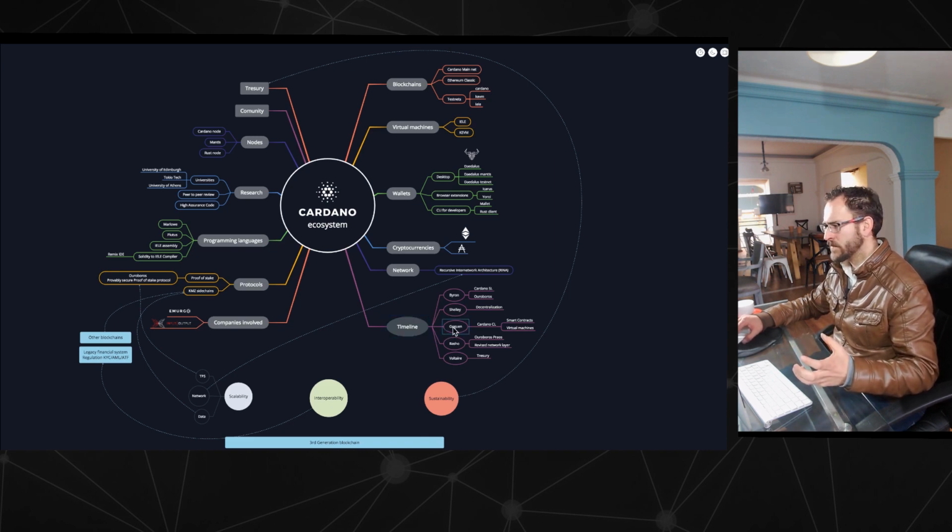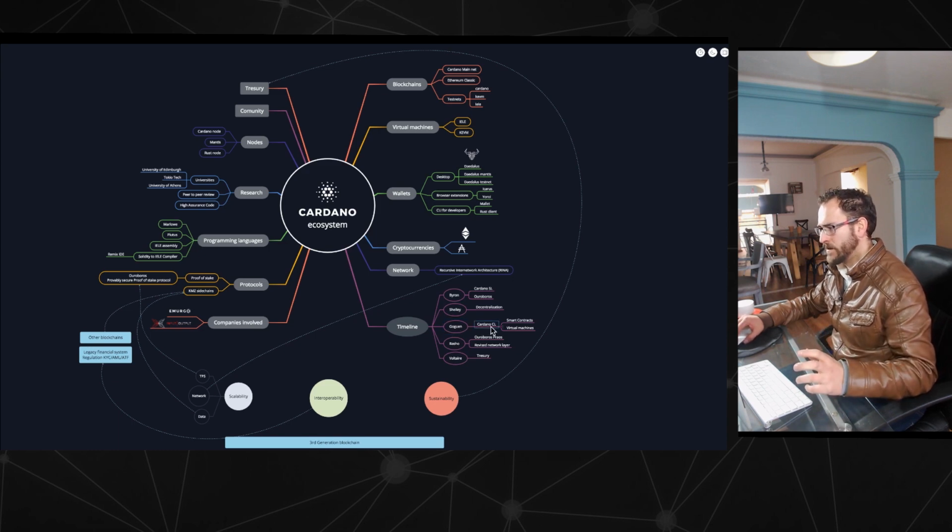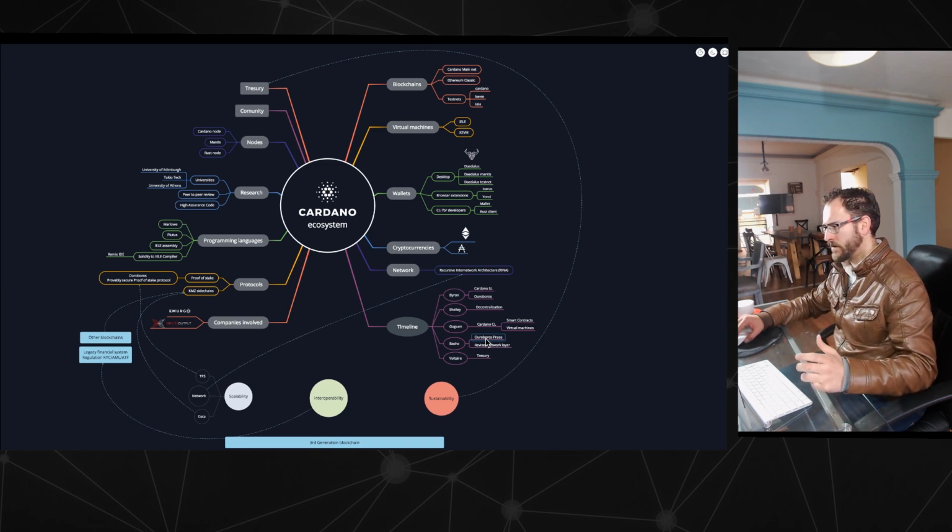Then we will have Gauguin. Gauguin will be when Cardano implements the computational layer in the Cardano mainnet. That means that we are going to run smart contracts, and we are going to have virtual machines on that blockchain. That will be the Gauguin stage. And after that, there will be a Basho stage. On that, the second part of the protocol, Ouroboros Praos, is going to be implemented, and we will have a revised network layer.